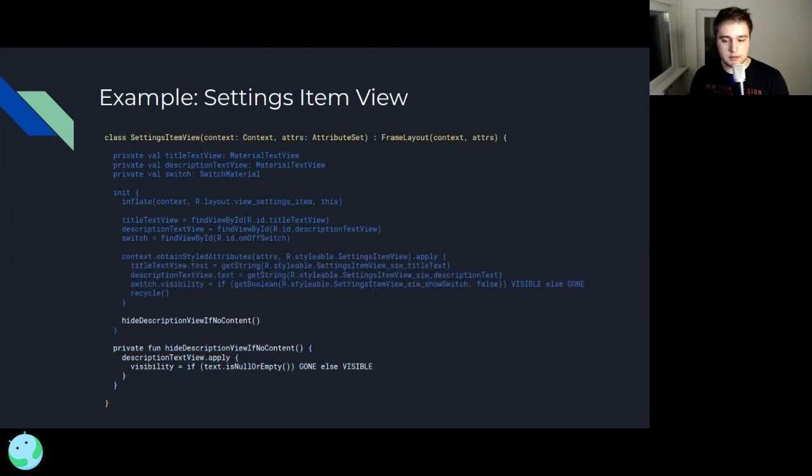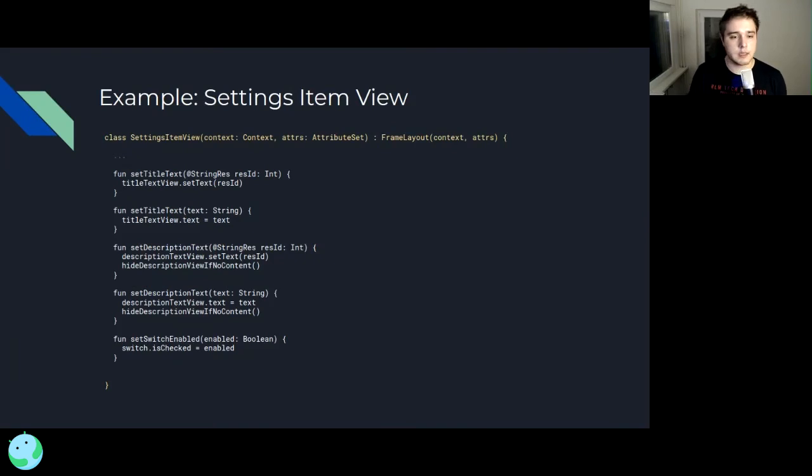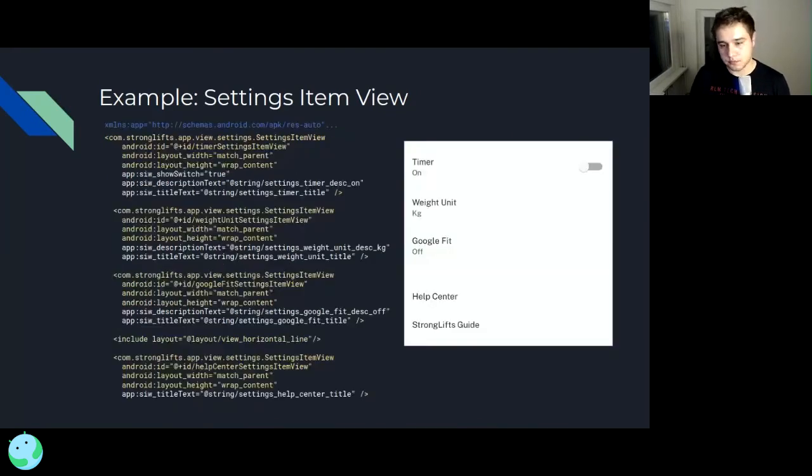I would say that this method, hide description view if no content, is there because if there's no description, we don't want the title to be up, we want it to be in the middle, so we set visibility to gone if the description is empty. And then as an API, you can add all these methods that are familiar to you. That's for programmatic use. You don't need them if you're just going to use XML. But these are like set title text, set description text, set switch enabled, true or false. So it's basically mimicking the Android system, and it's setting things on its children.